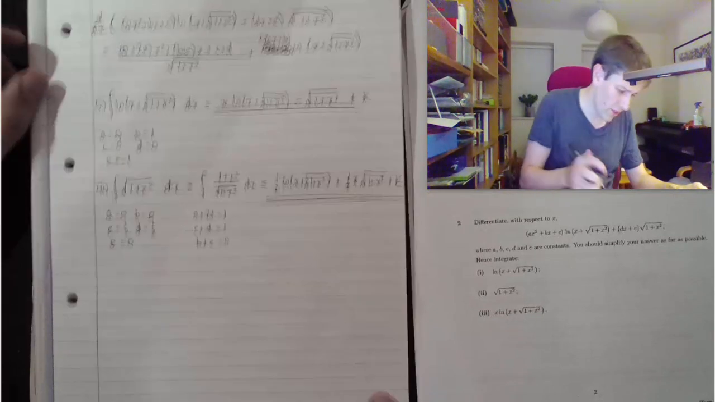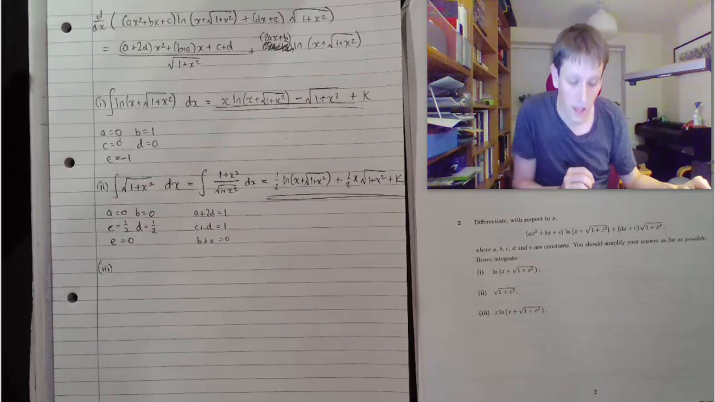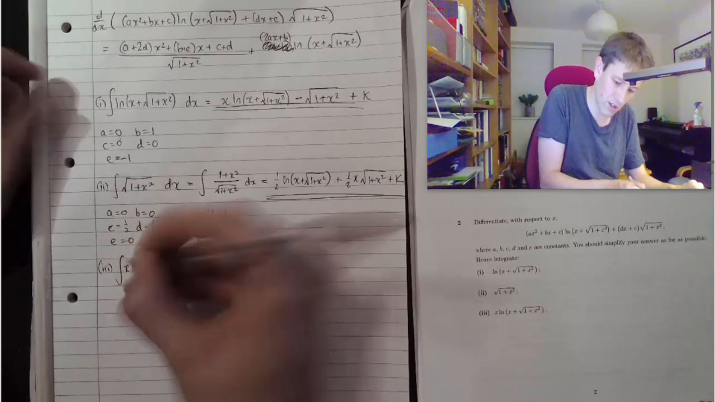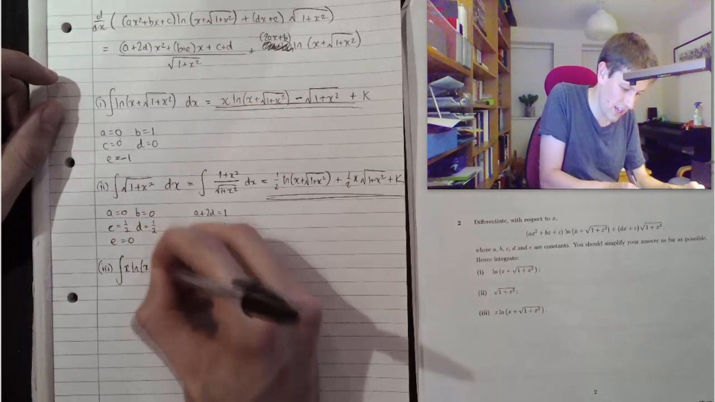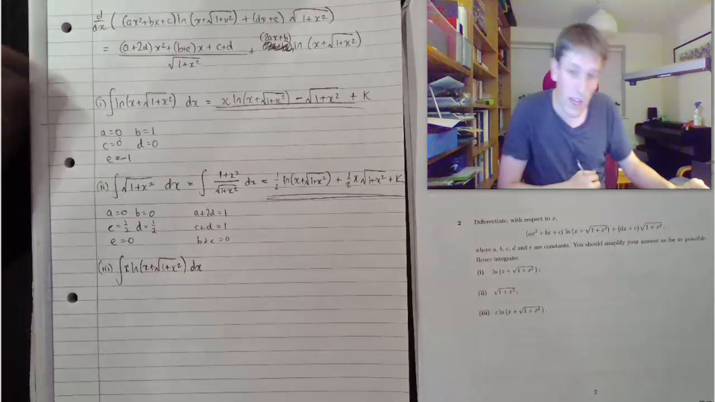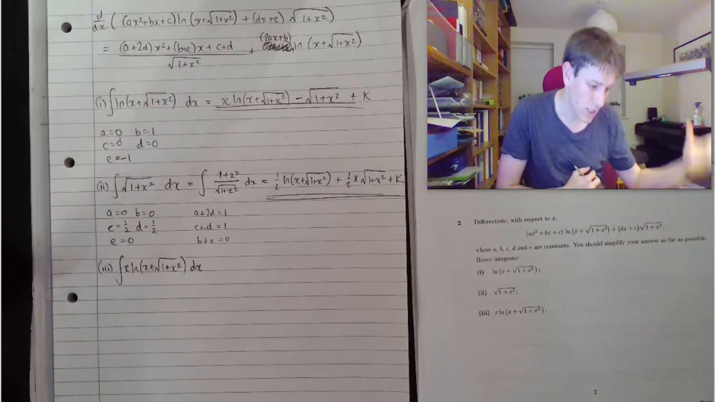Right, so part 3 hopefully going to come out by a similar sort of approach. And in part 3 we want to integrate x times the logarithm of x plus the square root of 1 plus x squared with respect to x. Okay, so we just play the same game.